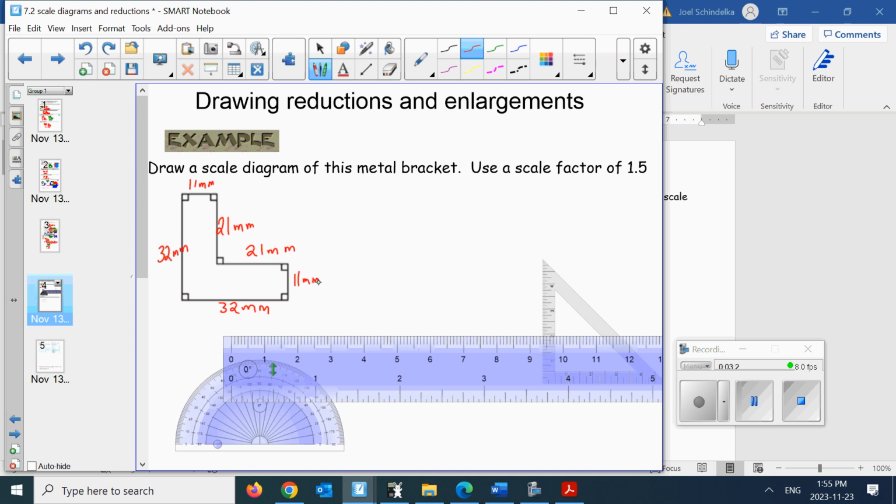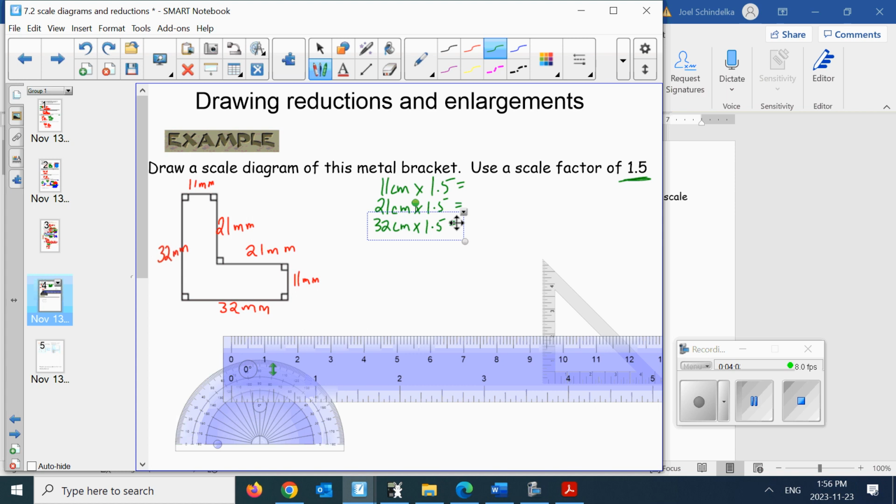Now the scale factor for the new drawing is 1.5. What does that mean you're going to do for every one of these measurements? Times by 1.5. So you're going to take 11 times 1.5, which is equal to. And then you're going to take 21 times 1.5, which is equal to. And then you're going to take 32 times 1.5, which is equal to. Right?